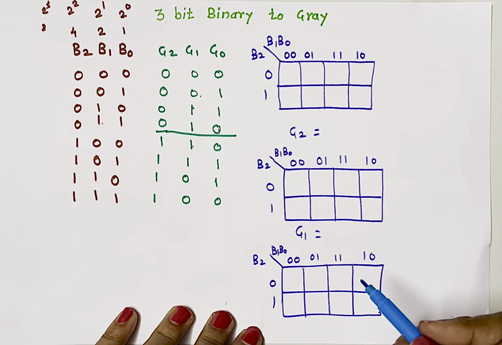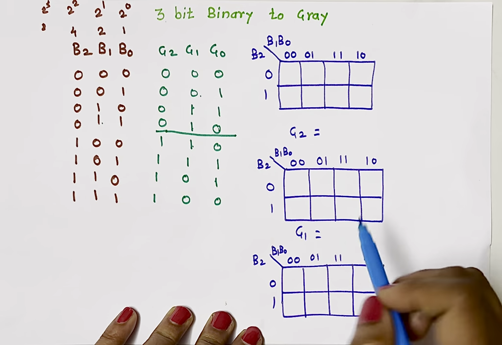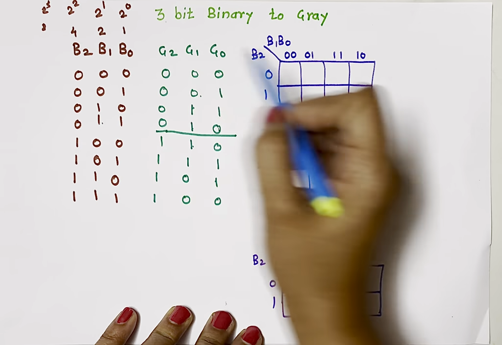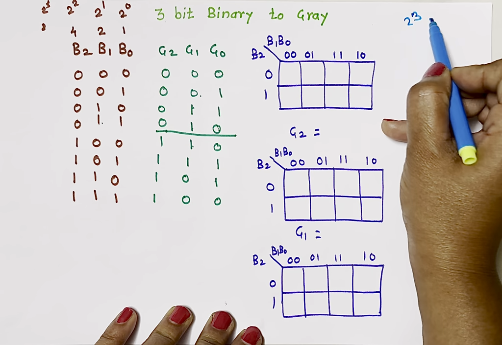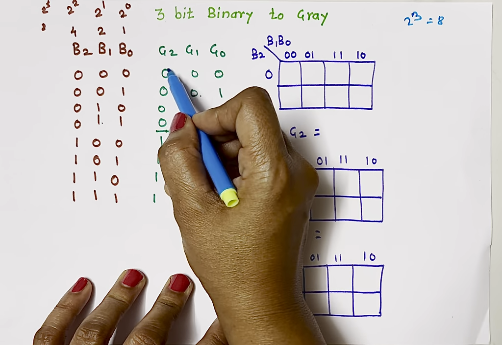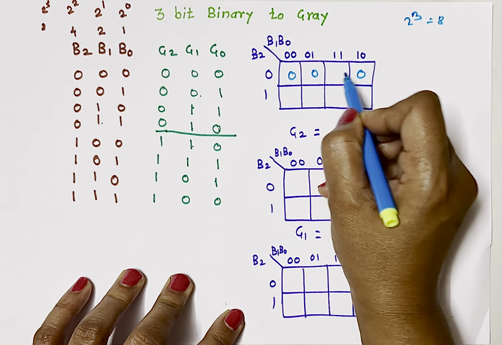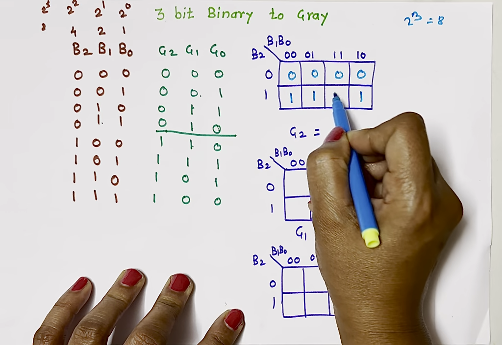Here we have 3 outputs, G2, G1 and G0, and that's why we need 3 K-maps. And the number of inputs is 3, that is why 2 raised to 3 is equal to 8. So we will use an 8-cell K-map here. Let's put values for G2. It is 4 times zeros and then 4 times 1. So 0, 0, 0, 0, 1, 1, 1 and 1.